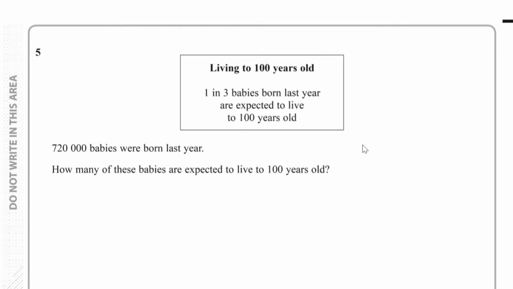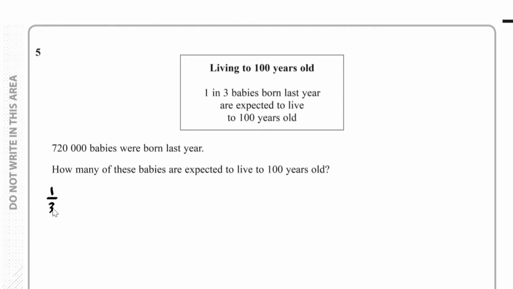Question number 5. Living to 100 years old. 1 in 3 babies born last year are expected to live to 100 years old. We've got 720,000 babies who were born last year. How many of these babies are expected to live to 100 years old? Well, what we need to do is work out 1/3 of 720,000.